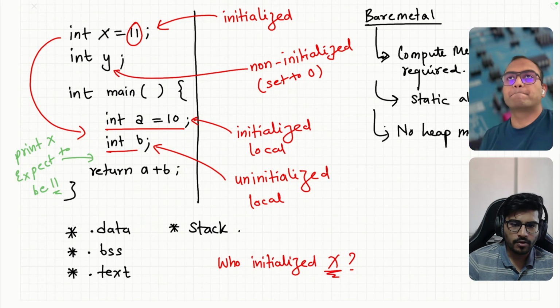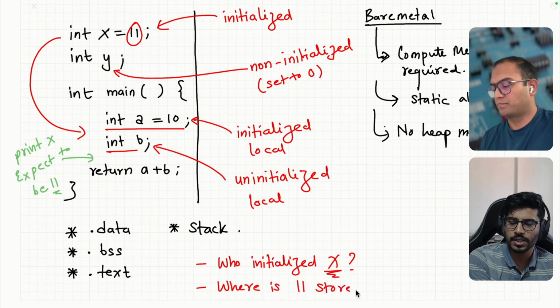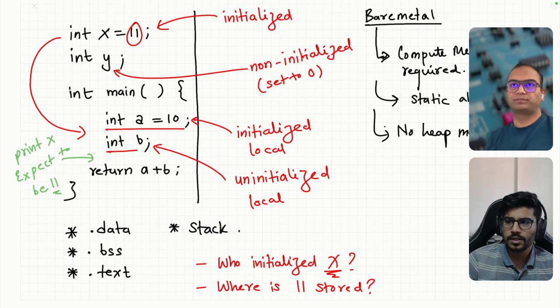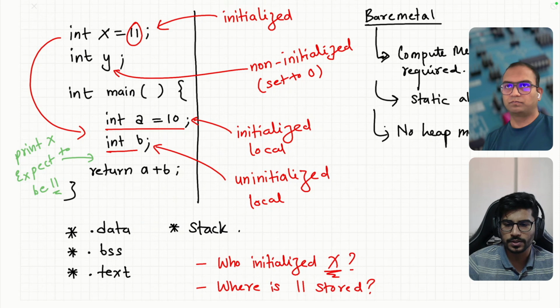And the second question is, where is this 11 being stored? Because someone has to know that x is being initialized to 11. Let's assume that someone is doing that. If your code is running in user space, that most likely would be the role of the OS. But then the OS has to know what value x needs to be initialized with. So there are two questions here.